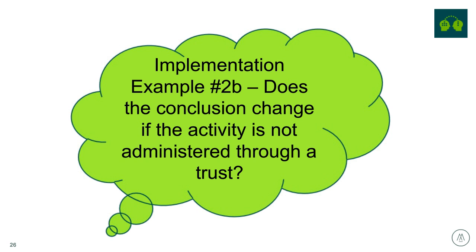All right, for our second polling question, does the conclusion to the previous example change if the activity is not administered through a trust? The options are A, yes, if the assets are not held in a trust, then it does not qualify as a fiduciary fund of the sponsoring government. B, slightly, the activity is still considered a fiduciary fund of the sponsoring government, but it qualifies as a custodial fund rather than a public purpose trust fund. C, no, the activity is still considered a public purpose trust fund.